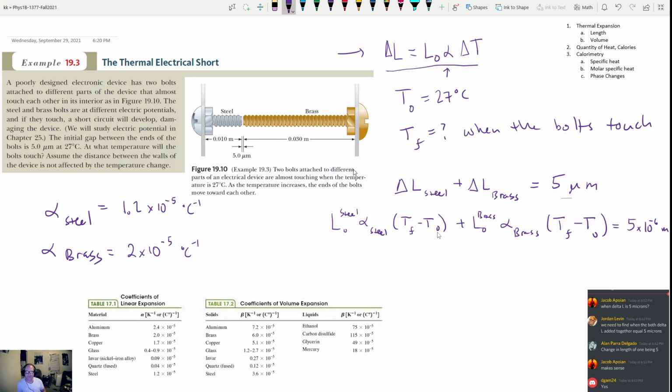You know what? Let's solve for delta T. That's going to be way less mathematics. It'll look better on the screen, too. The change in temperature, yeah. Gotcha. Yeah, we're going to solve for the change in temperature.